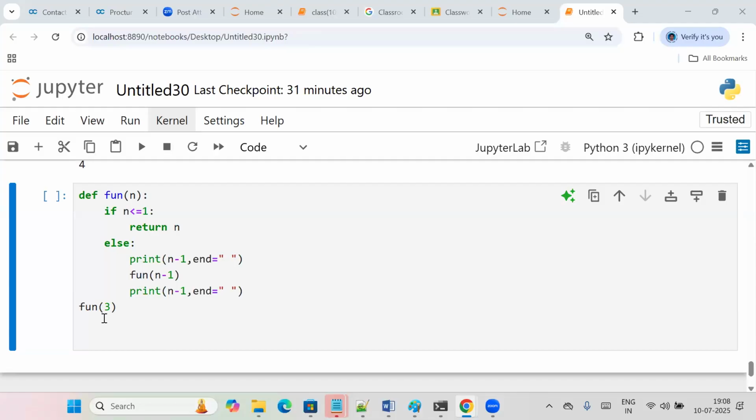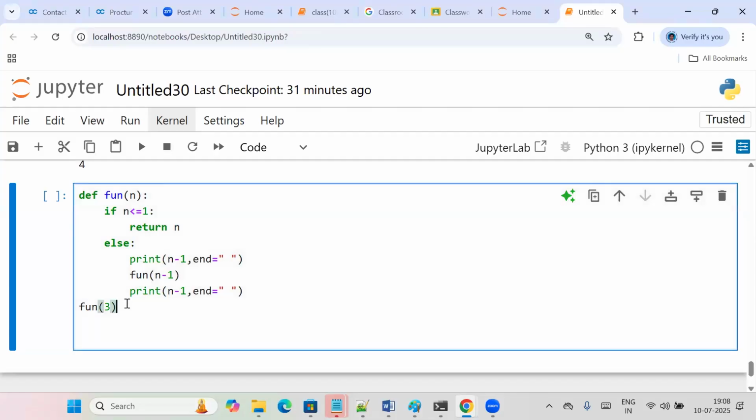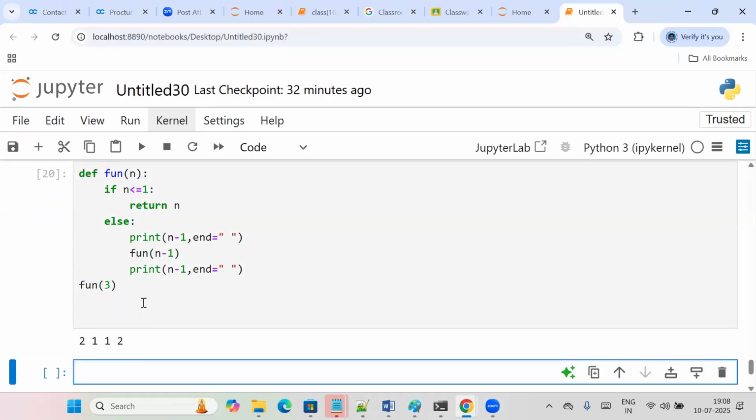1122. What's the answer? Everyone got 2112. 1122. 2112. Everyone got this answer?